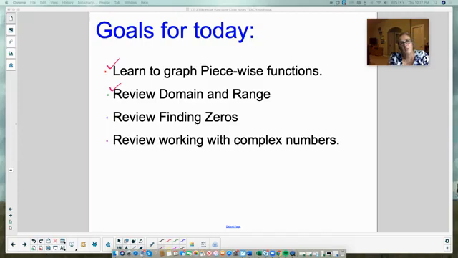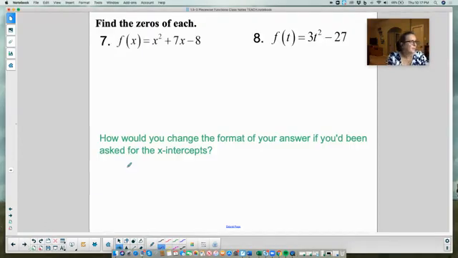We've got two other things to look at in our lesson today. We've got a little bit of review of finding zeros, thinking about factoring, and also a small review of working with complex numbers. So let's help you with these a little. This is actually on your homework, so I'm helping you with your homework. Pause your video and try it on your own before you let me do all the work for you.